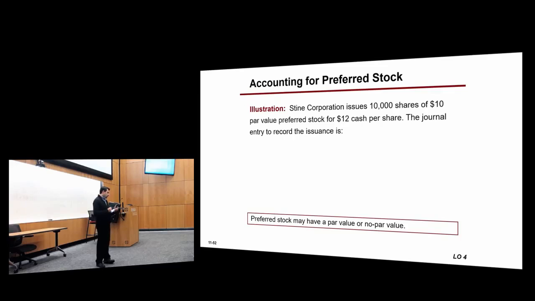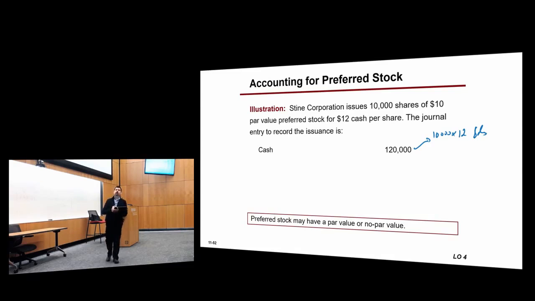So, Sign Corporation issues 10,000 shares of $10 par value preferred stock for $12 cash per share. What's the journal entry? The journal entry to account for the issuance of preferred stocks is basically the same as that of common stock. In this case, how much did the company get in cash? 120,000. It's 10,000 shares multiplied by 12. So this is basically according to sales.